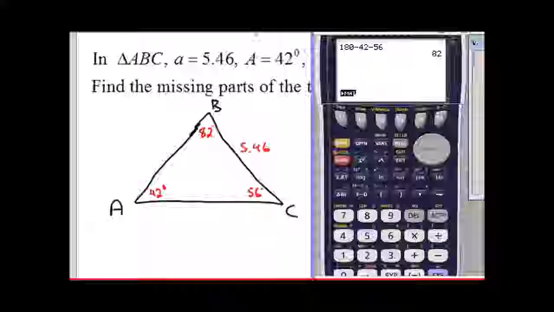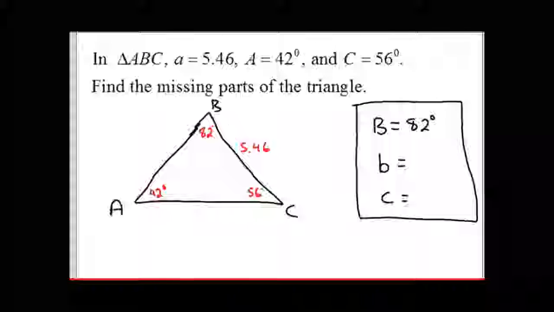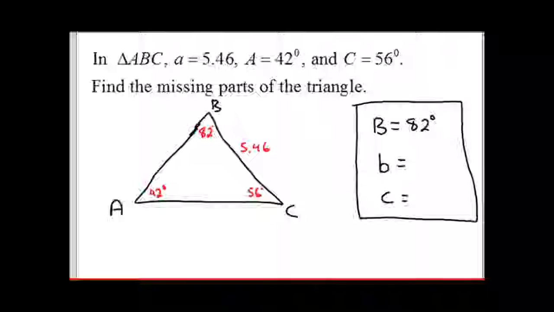Now, when I look at things, I know in a triangle, the largest side is opposite the largest angle. So since angle B is the largest angle, I know already side b has got to be my biggest side. A is the smallest angle, so side a has to be the smallest side, and then c is going to be the middle side.